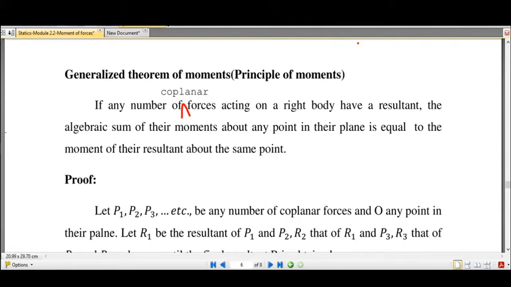And the statement is here: if any number of coplanar forces acting on a rigid body have a resultant, then the algebraic sum of their moments about any point in their plane is equal to the moment of their resultant about the same point.